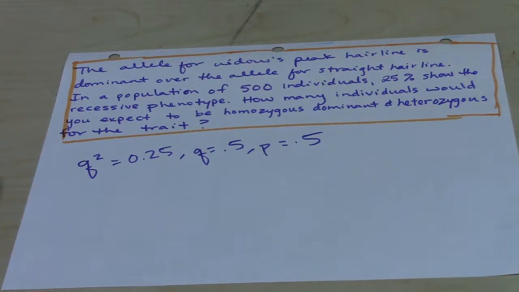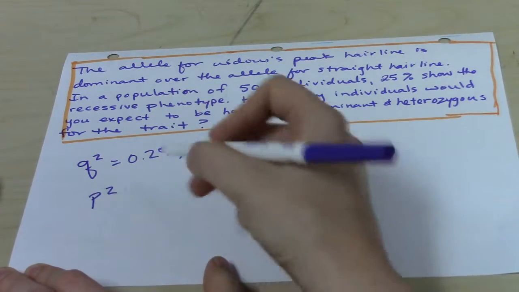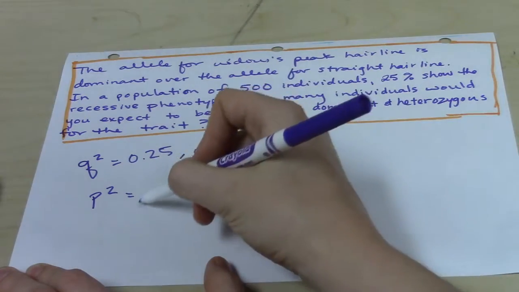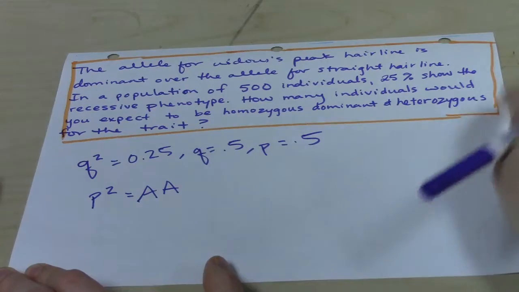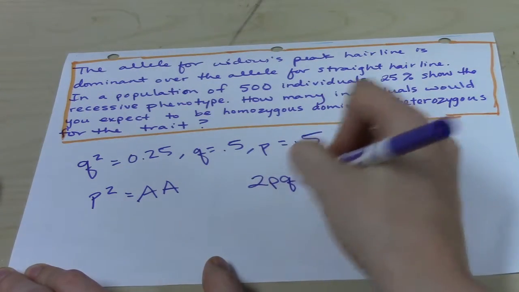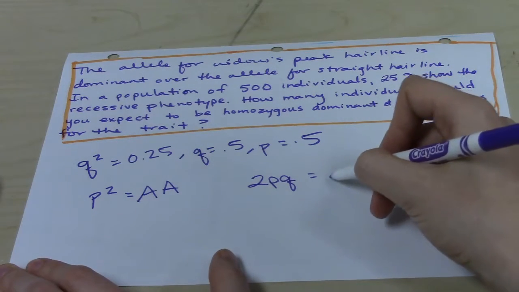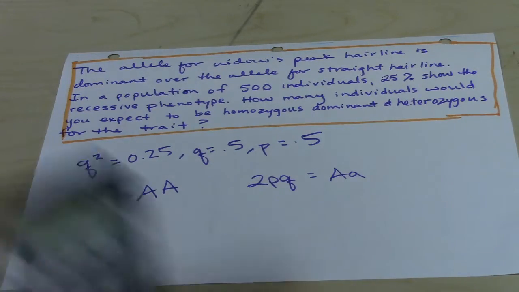Fantastic. All right, and so now that we have our allele frequencies, we can plug those in to find p squared. This is our frequency of homozygous dominant individuals. And heterozygous is 2pq. And that'll give us the percent of heterozygous individuals. So let's just do that math.